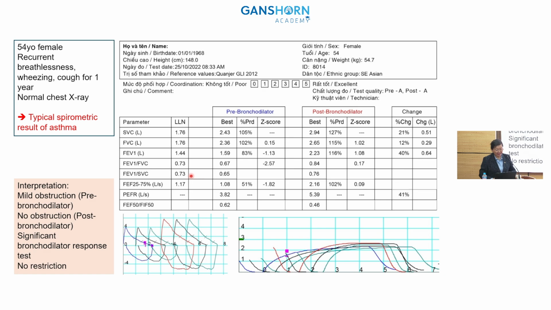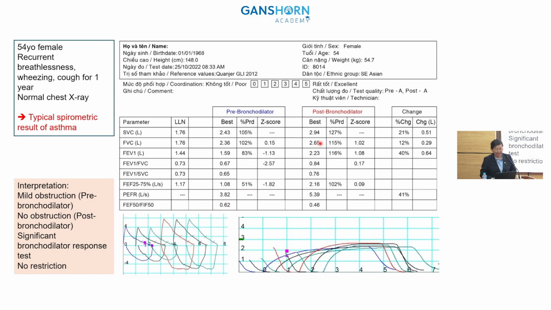It is less than the lower limit of normal, so we have that obstruction. For the severity of obstruction, we will see the Z-score of FEV1. You remember that for the classification of the severity of obstruction, you will not use the ratio, but you have to use the FEV1. The FEV1 Z-score is minus 1.13, so it is normal. So we have a mild obstruction.